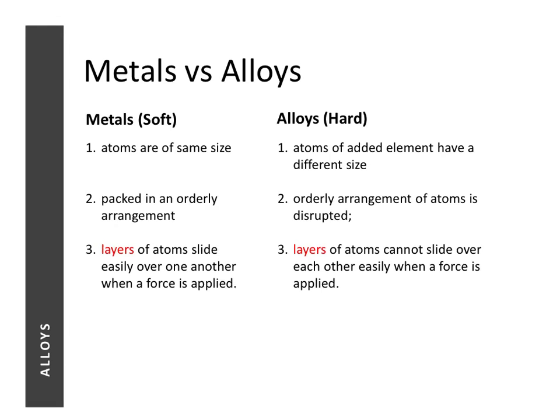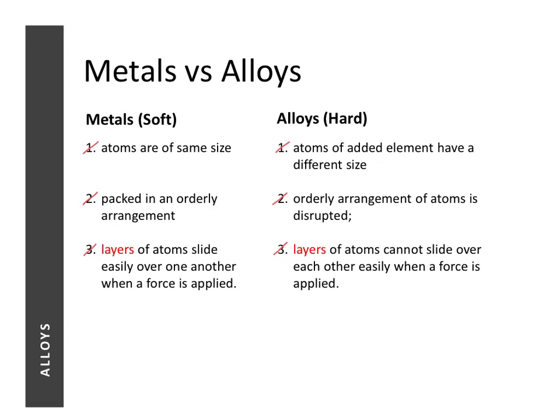So we'll look at one case at a time. Why are pure metals soft? Because the atoms are of the same size. They are packed in an orderly arrangement. And what happens when you have an orderly arrangement is that when a force is applied, the layers of atoms will easily slide over one another. On forming an alloy, the impurity atoms, the atoms that are being added, have a different size. So what happens is that it will disrupt the orderly arrangement of the atoms in the structure. And when a force is applied, now your layers of atoms can no longer slide easily.